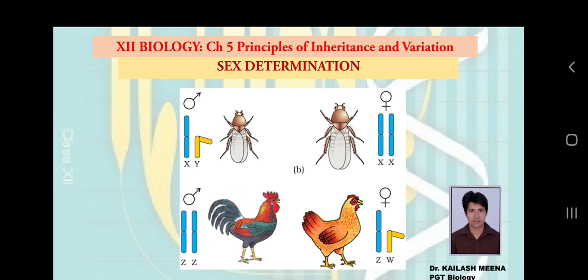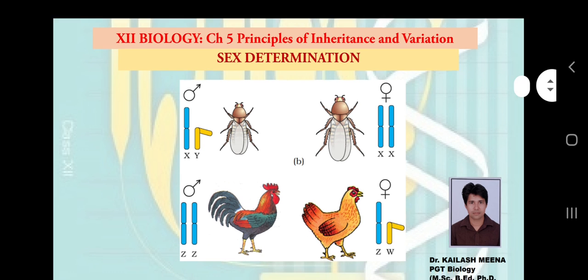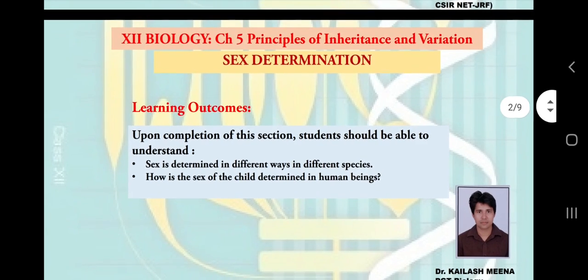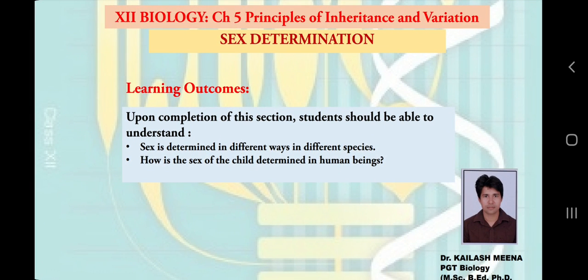I am Dr. Kailash Mina, going to explain the topic sex determination from chapter 5 of class 12th biology, which is principles of inheritance and variation. So, what will be the learning outcomes from this chapter for you students? That you will learn different ways of sex determination in different species, and then you will understand how the sex of the child is determined in human beings.